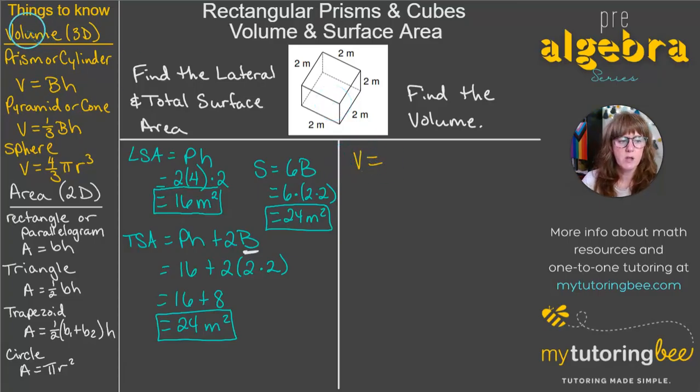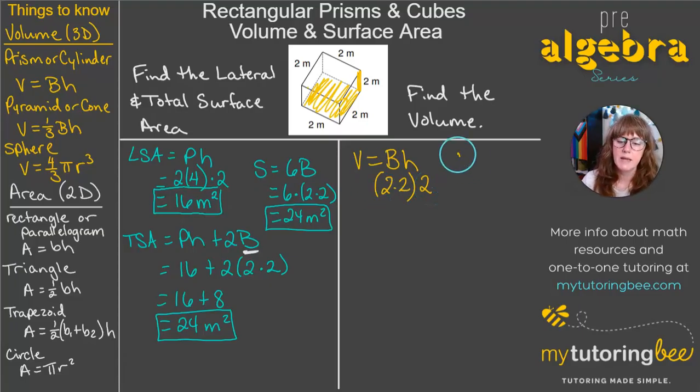And our formula for a prism is V equals B, big B, capital B, H. So again, that capital B stands for the base area. So we want the area of that base square. So it's going to be 2 times 2. And then the height refers to the height of the three-dimensional prism. So how tall is this prism? It is also 2 meters, again, because this is a cube.